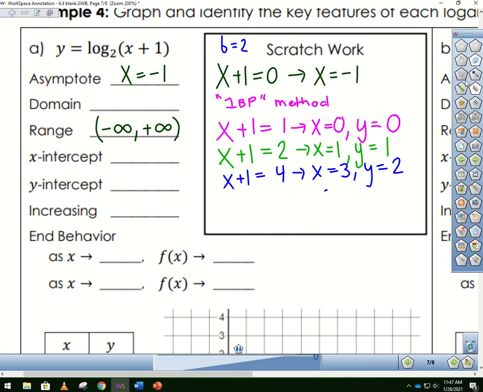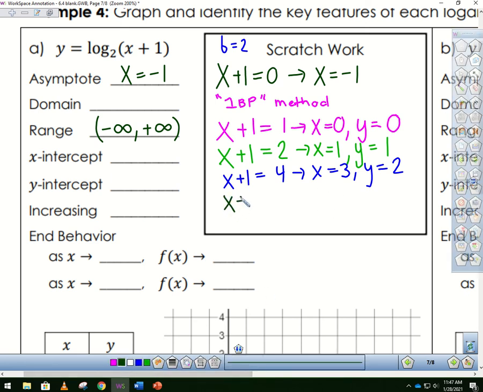And the last one that we always do is we take our x plus 1, the inside of our log, and we set it equal to b to the what power this time? So we always set it equal to 1, b squared, and then b to the third. So what would b to the third power be? 8. So that's going to come out to be x equals 7, which would mean y equals 3.